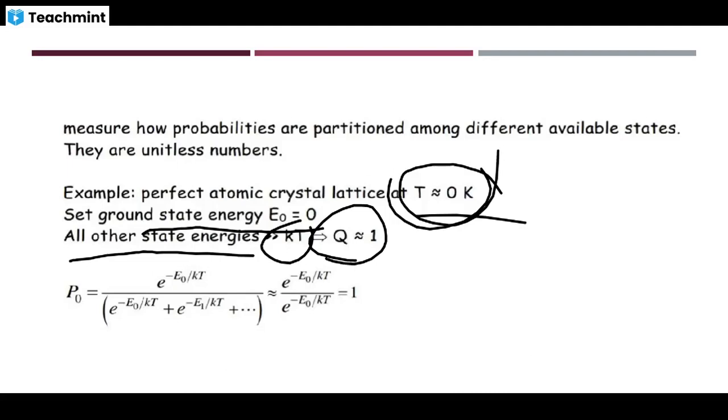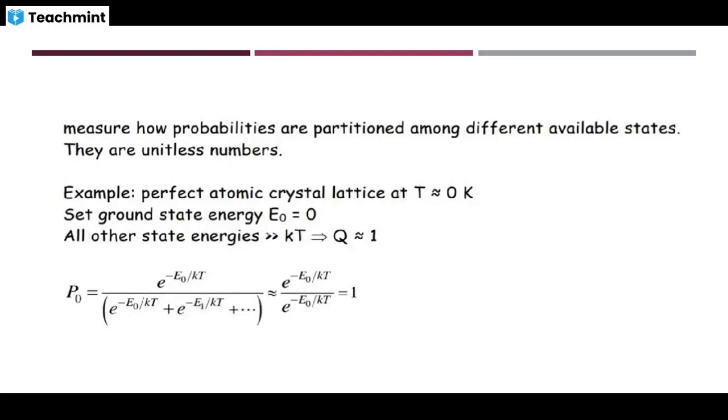Then probability is e to the power minus E0 divided by kT, divided by the summation over all the energies, e to the minus E0 by kT plus e to the minus E1 by kT, like that. At a temperature of 0 Kelvin, all the other terms become 0, because no molecule has the energy to go to a higher energy level. Then you can cancel above and below, and you get 1. The probability is 1 in the ground state.